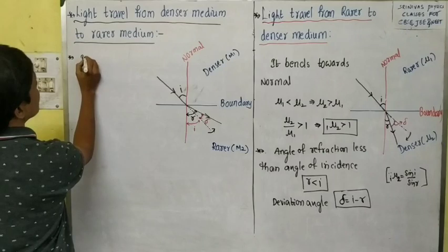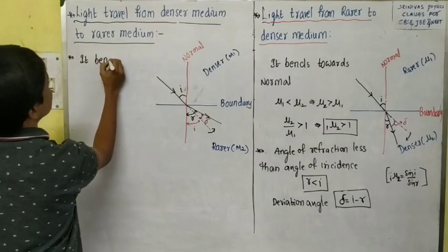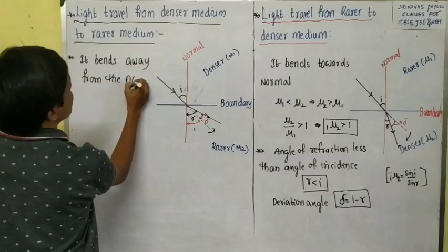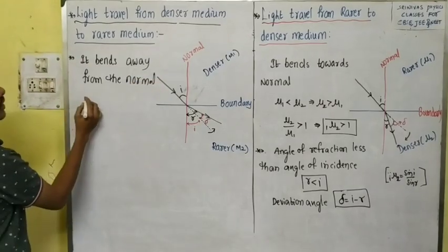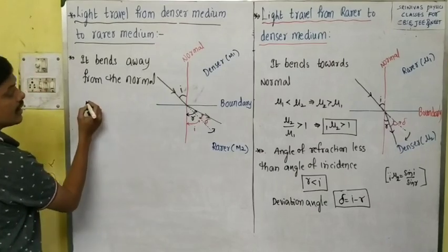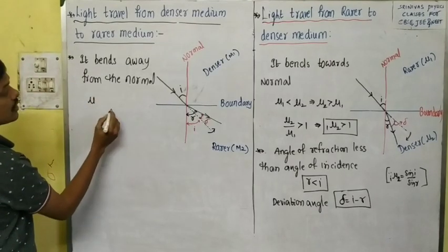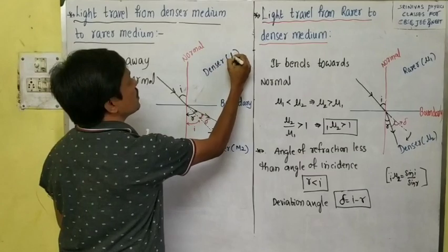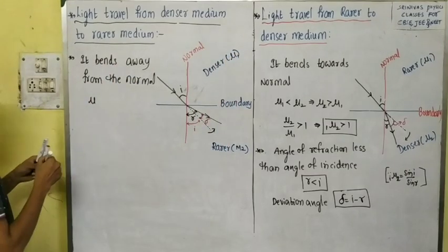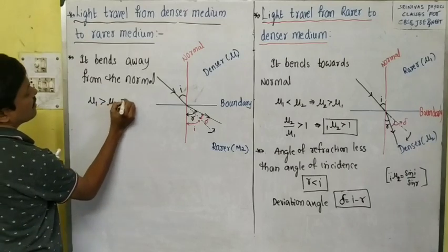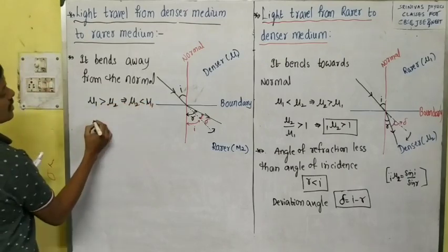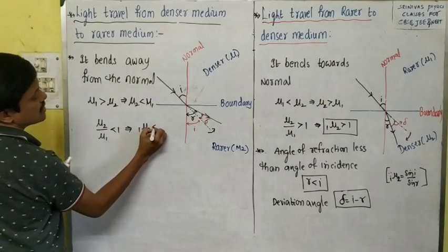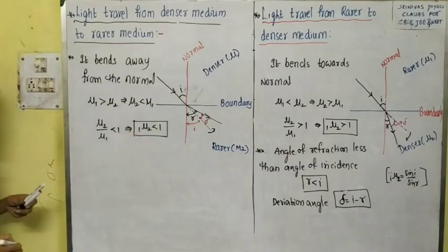When a light ray moves from denser medium to rarer medium, it bends away from the normal. Here we write r greater than I. The first medium has more refractive index, denser medium. The second medium has less refractive index. This is nu1, and here we write that nu1 is greater than nu2, or nu2 is less than nu1. We can write this as nu2 by nu1 less than 1, and 1 nu2 is less than 1.